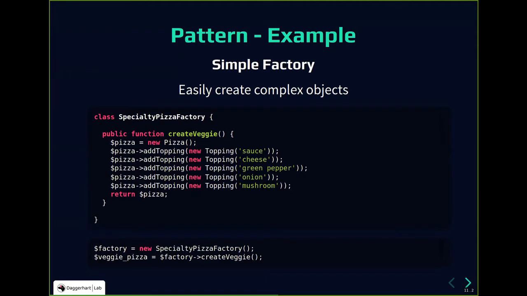Now every single time throughout our entire system that we need this complicated pizza, we don't want to write 8 lines of code over and over and over again. We've moved the responsibility of building this complex object, a veggie specialty pizza, off into this other service that is a specialty pizza factory. It's a pretty straightforward concept.